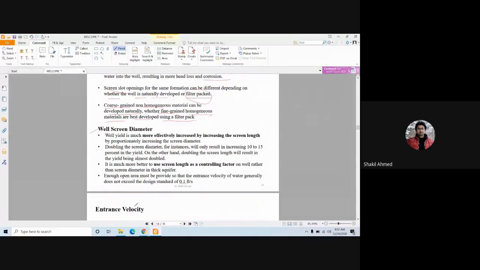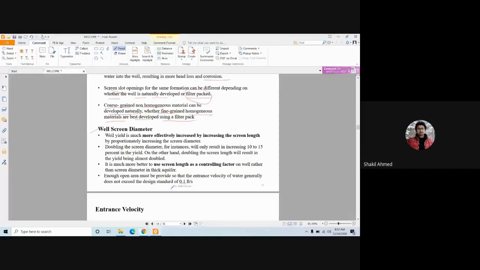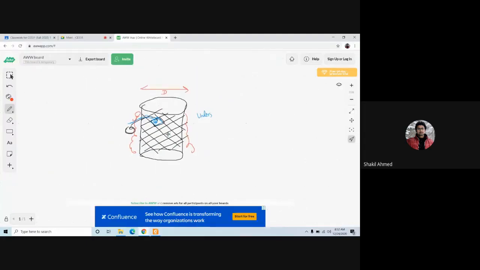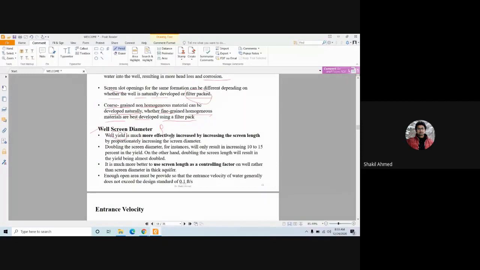Well screen diameter. That means they are referring to this diameter. Well yield means Q. Water will enter, surrounding the screen, and this is the Q. So well yield is much more effectively increased by increasing the screen length than by proportionately increasing the screen diameter.